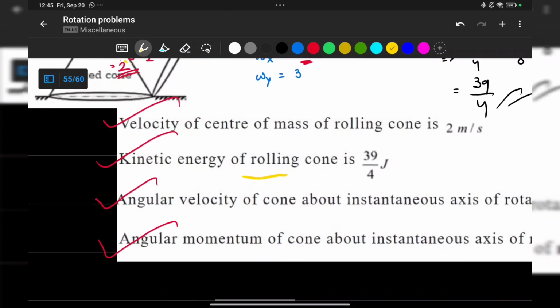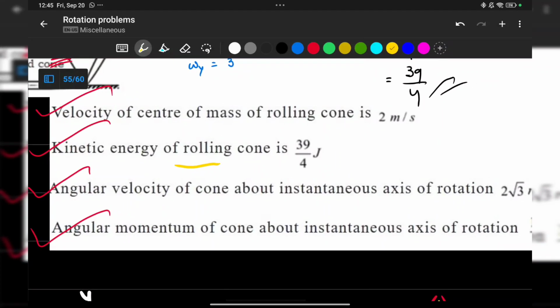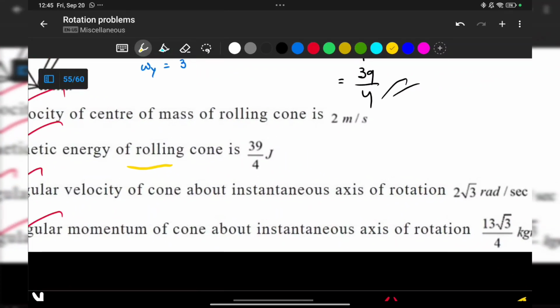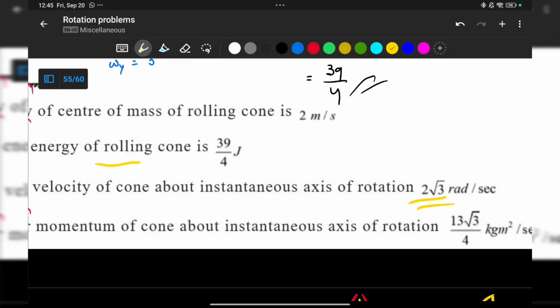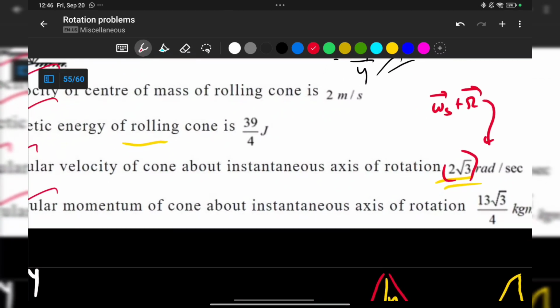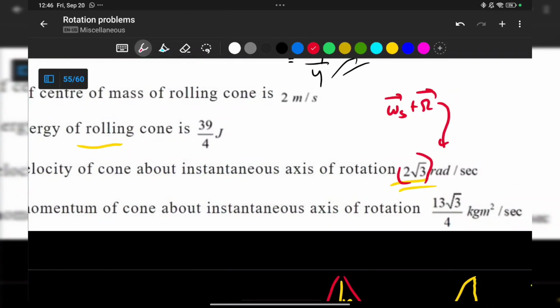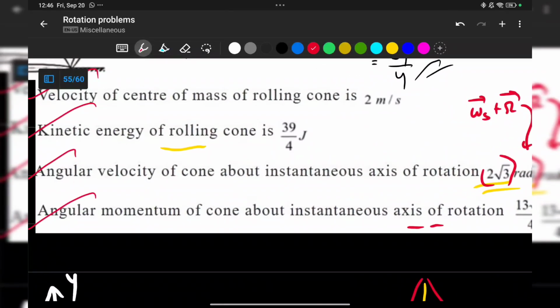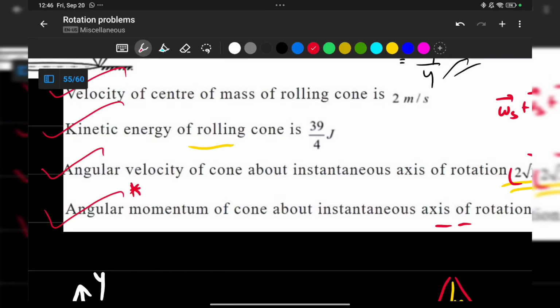It's satisfying. The angular velocity of the cone about the instantaneous axis of rotation is 2 root 3, which is also correct because the instantaneous is omega x plus omega y. This will come as 2 root 3. You can see you can do it here. The angular momentum of the cone about the instantaneous axis of rotation, I will cover in the next one. Just give it a try. How can you find it? Just give it a try.